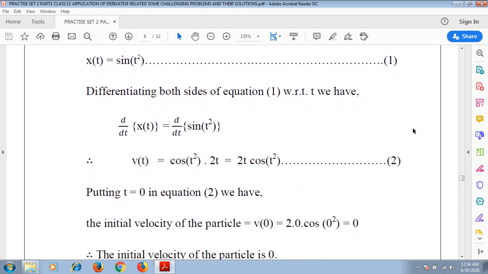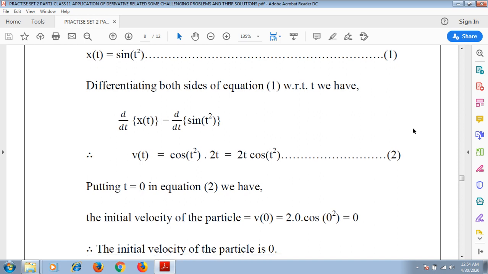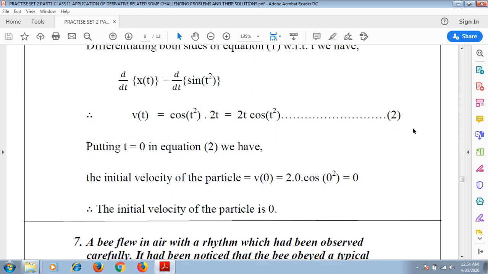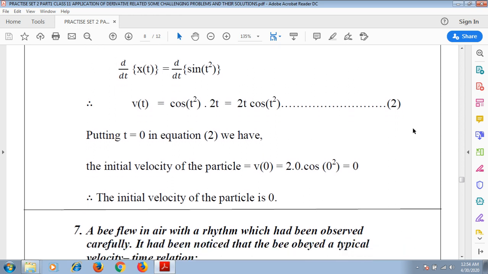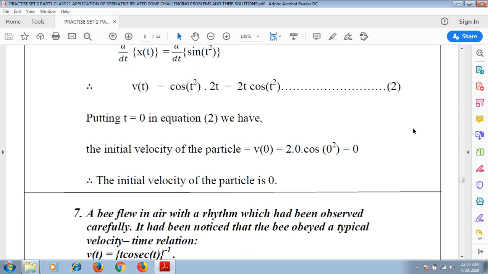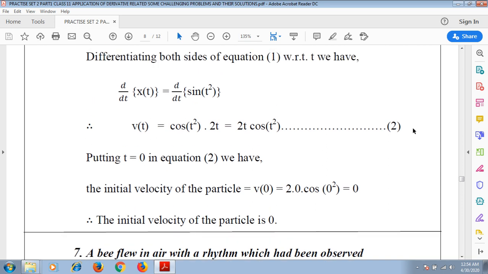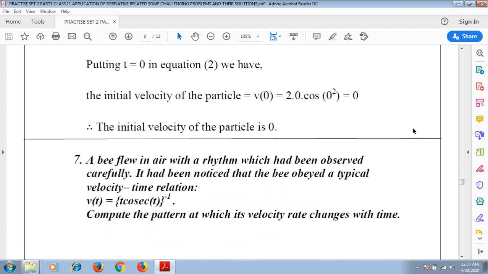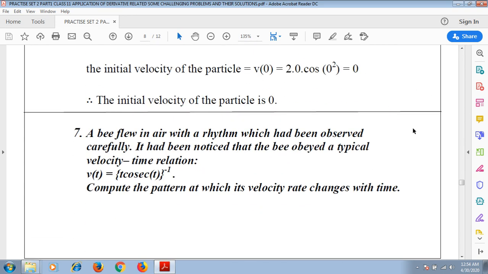Putting t equals 0 in equation 2, we have the initial velocity of the particle, that is v(0) equals 2 into 0 into cos 0 square equals 0. That is, the initial velocity of the particle is 0. So we can say that the body has started its journey from rest. Okay. Let us move forward to the next question.